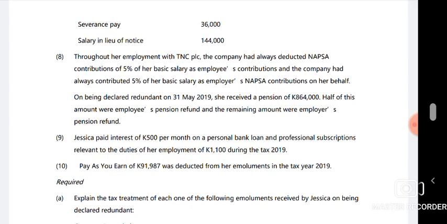9. Jessica paid interest of 50,000 per month on a personal bank loan. So no, remember, these are taxation of what? Employment income. The personal loan has nothing to do with this.